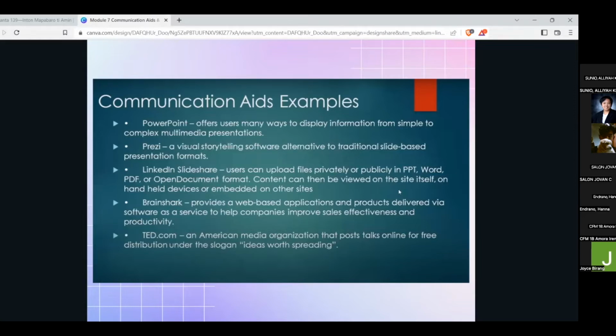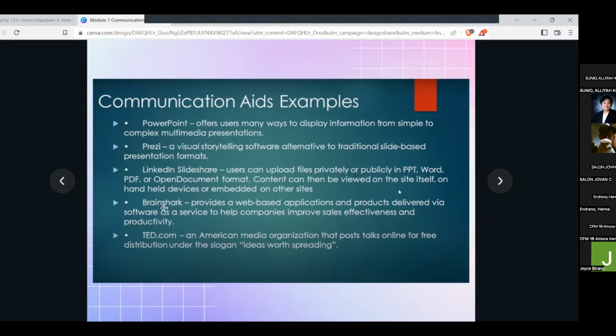Next, we have LinkedIn SlideShare. You can just go and read that. We have Brainshark, of course. For us, we're not really using this too. I'm also not familiar with it.